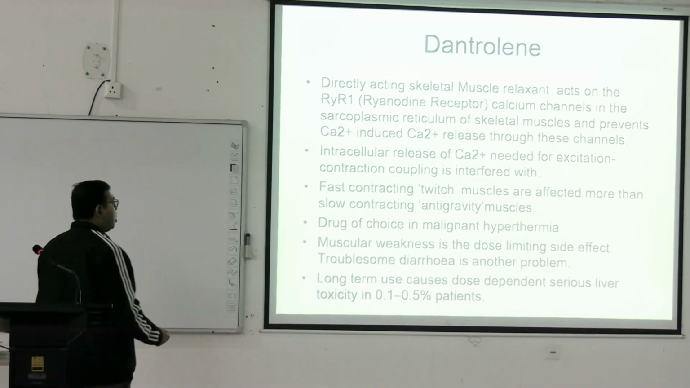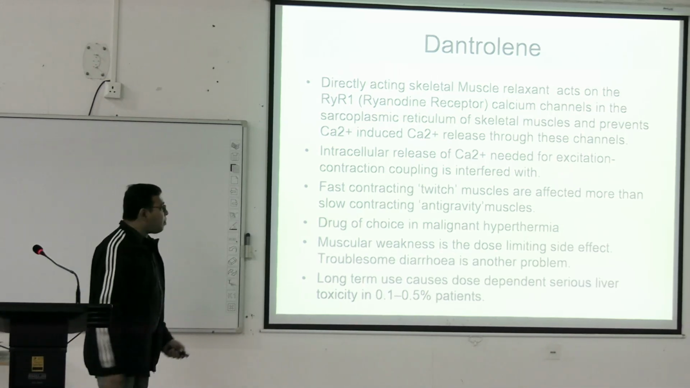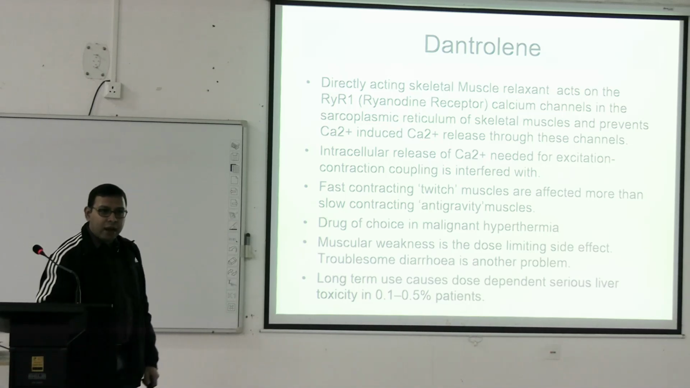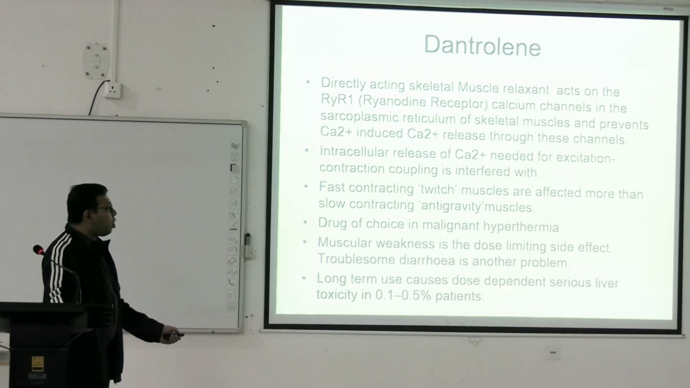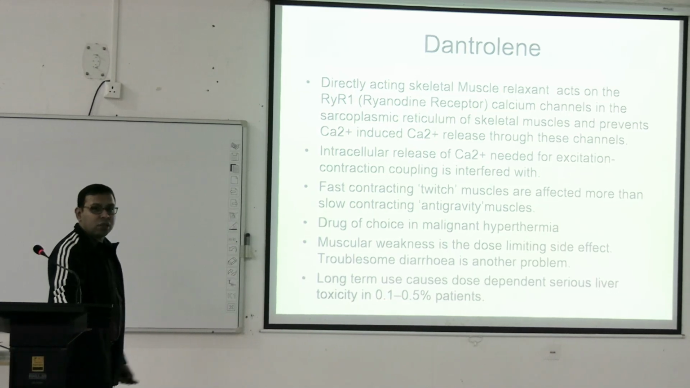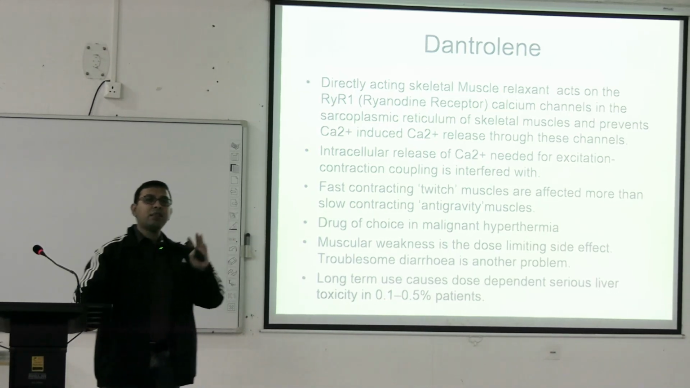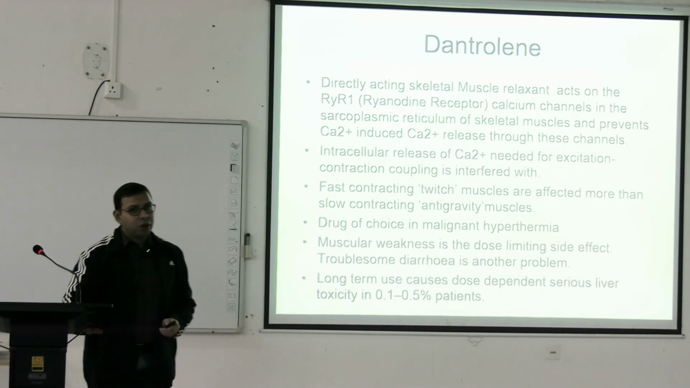Okay. Muscular weakness is the dose limiting side effect. Troublesome diarrhea is another problem. So with dantrolene there may be diarrhea. Long term use usually causes dose dependent serious liver toxicity. So these are the 2 adverse effects, troublesome diarrhea and some liver problems that may happen with dantrolene.